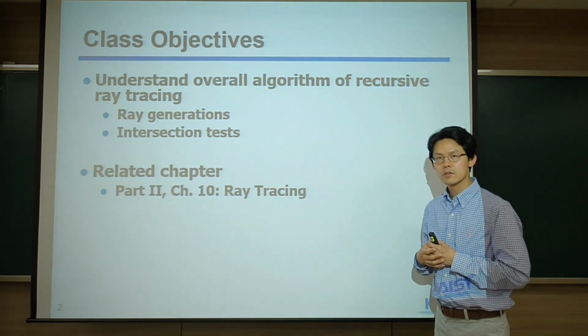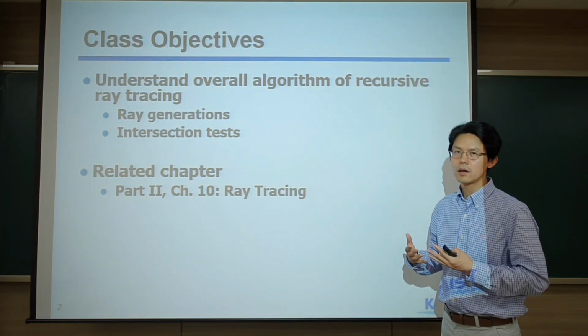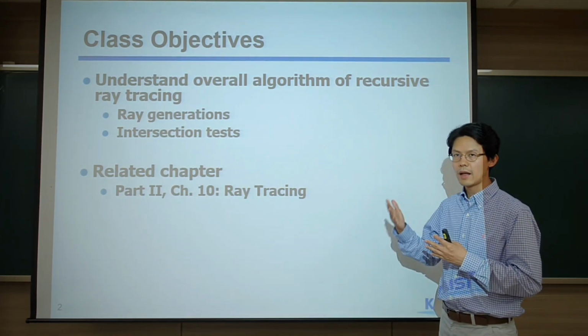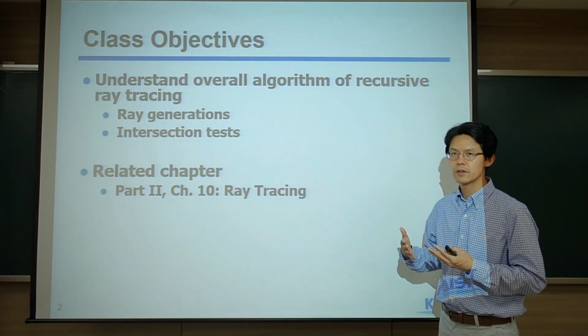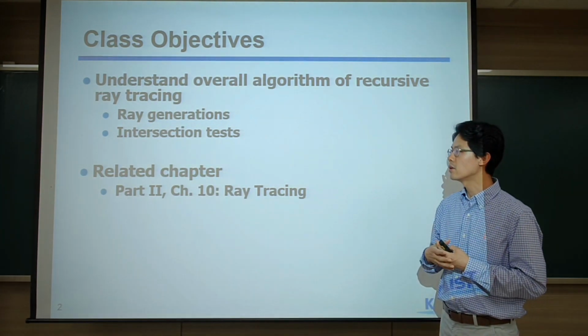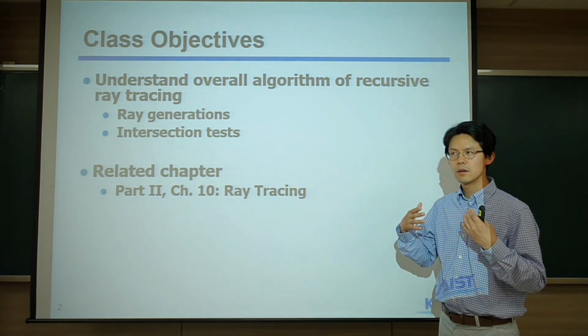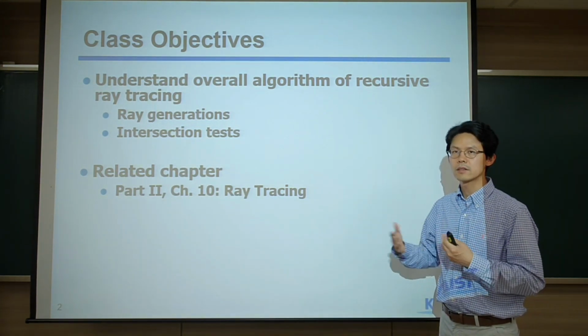Also, last time we talked about how we can utilize the concept of texture mapping for adding details for the geometry, also the light. Along that line, we talked about environment mapping, bump mapping, and other techniques.